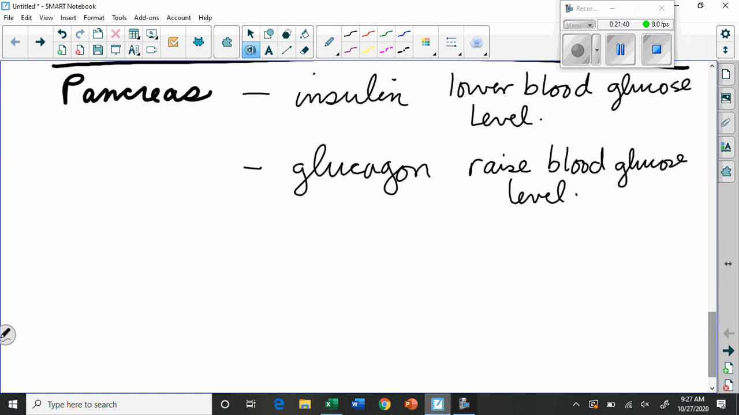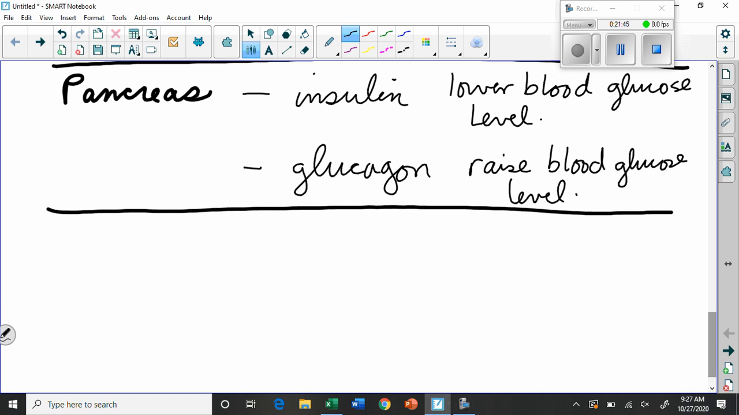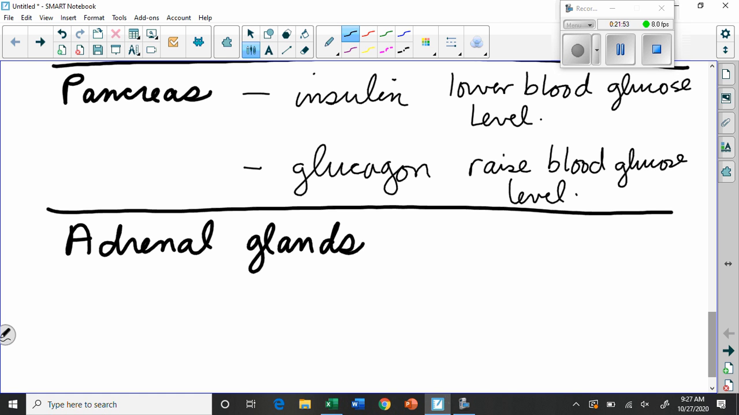Let's go down to the adrenal glands, which are located just above the kidney. Adrenal glands, and you may have heard of adrenaline. Adrenaline is sort of an older word. We don't use that word anymore to describe this hormone. The hormones are called epinephrine and norepinephrine that are released here.